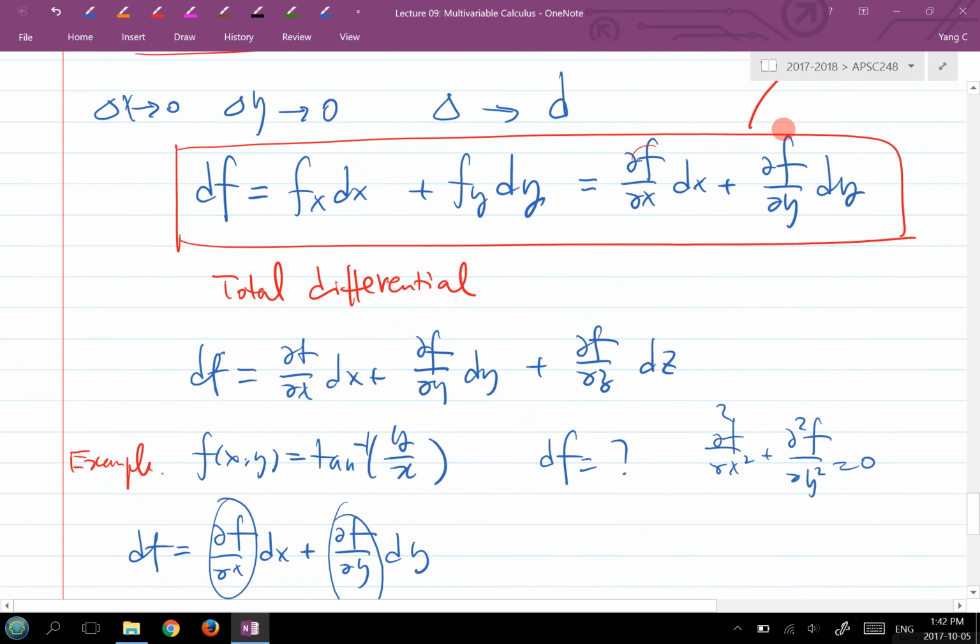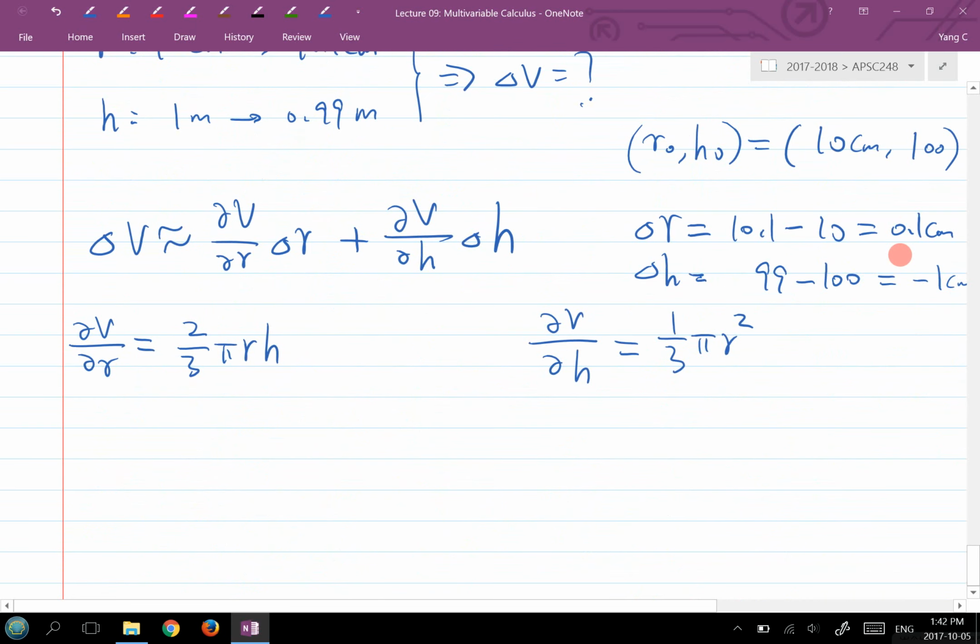So in order to calculate these two partial derivatives, we need to plug in the r naught, h naught location. That's how you would calculate them. We already have r naught labeled as 10 and h naught as 100 centimeter, so you just plug it in and do the calculation. So I can put it back together into this approximate change.